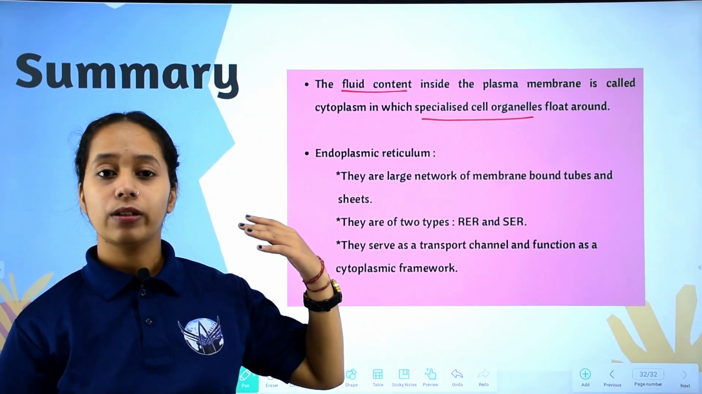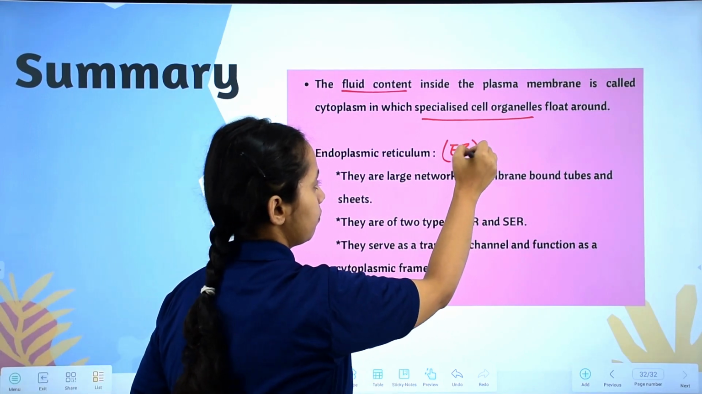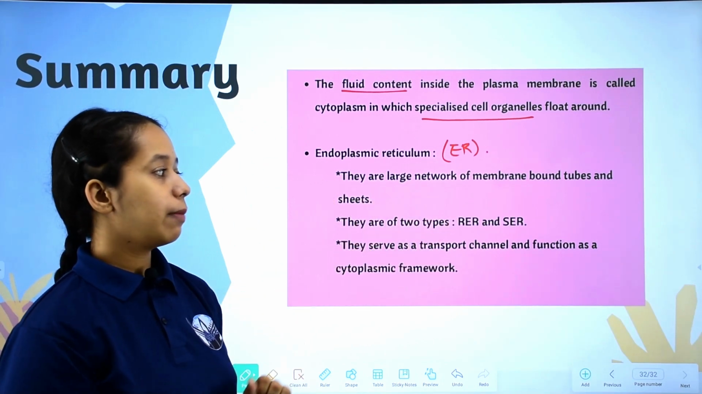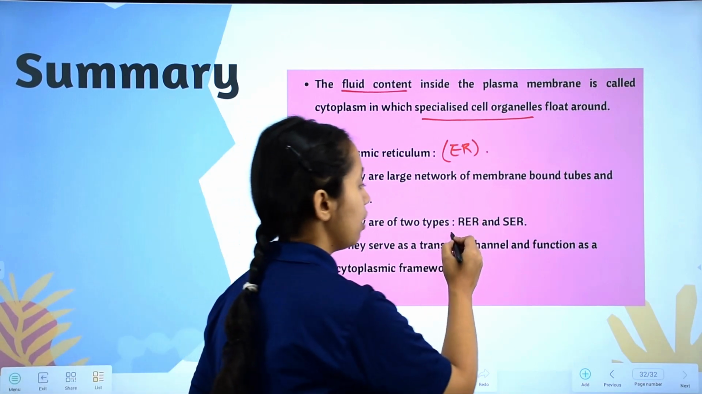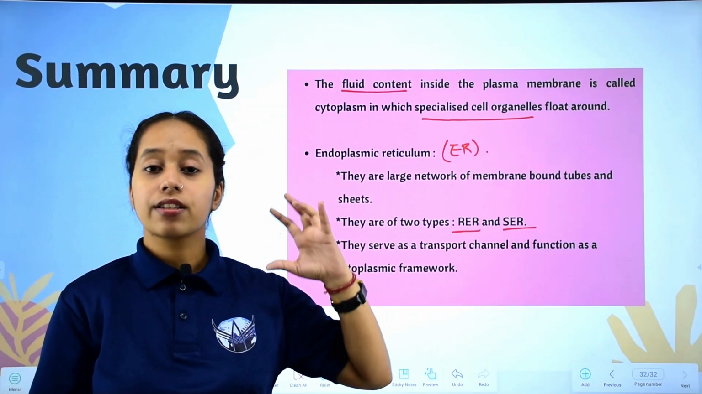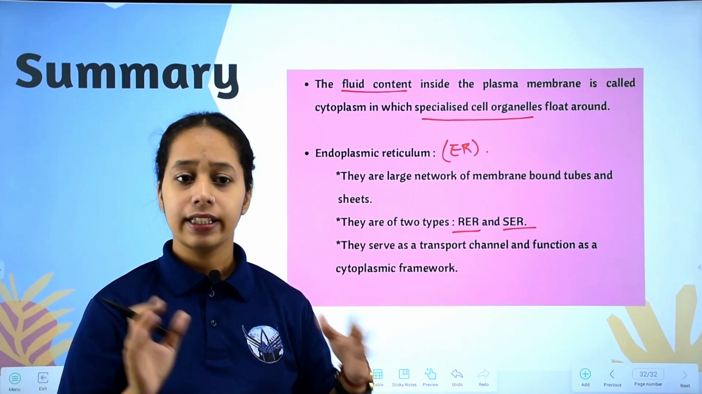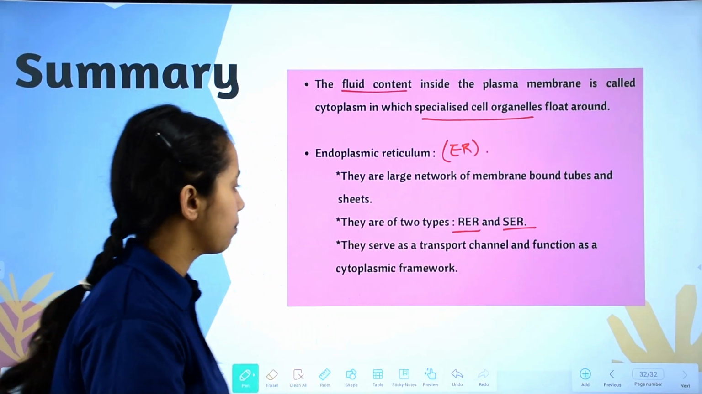Then we studied the endoplasmic reticulum, in short, ER. What is ER? It is a large network of membrane-bound tubes and sheets. They are of two types: rough endoplasmic reticulum and smooth endoplasmic reticulum. Why rough? Because ribosomes are attached to the surface of this endoplasmic reticulum. That is why they are rough. Those which do not have ribosomes are smooth endoplasmic reticulum.